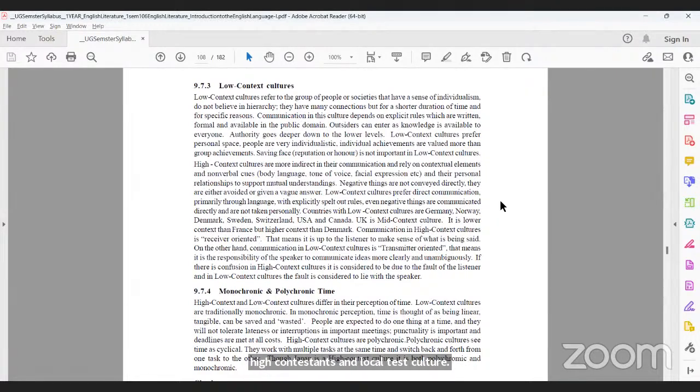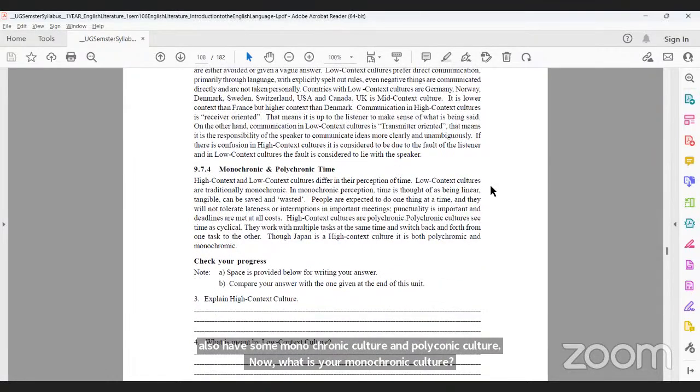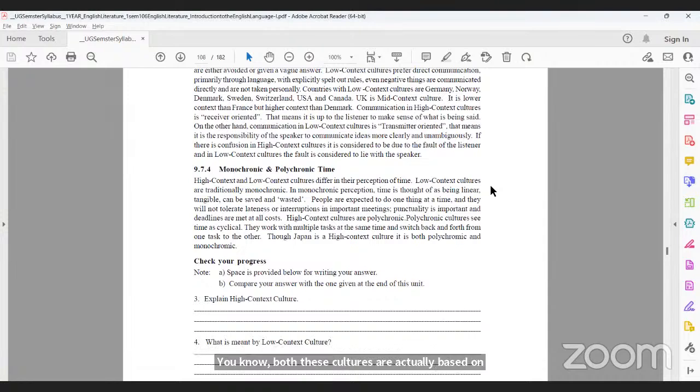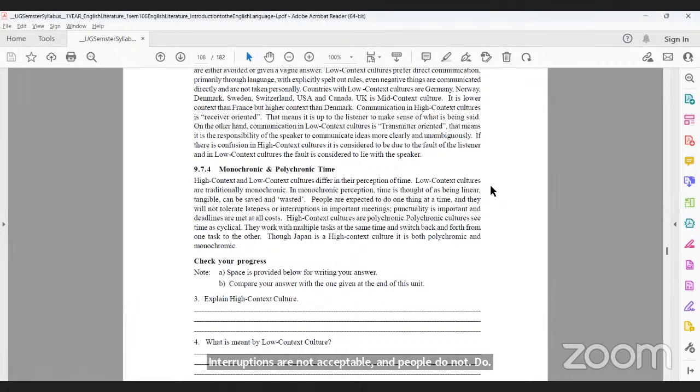We also have monochronic culture and polychronic culture. Now, what is a monochronic culture? Both these cultures are actually based on time. A culture where time is seen as linear, punctuality is very important, interruptions are not acceptable, and people do one thing at a time. Monochronic and polychronic culture, it's all about time.